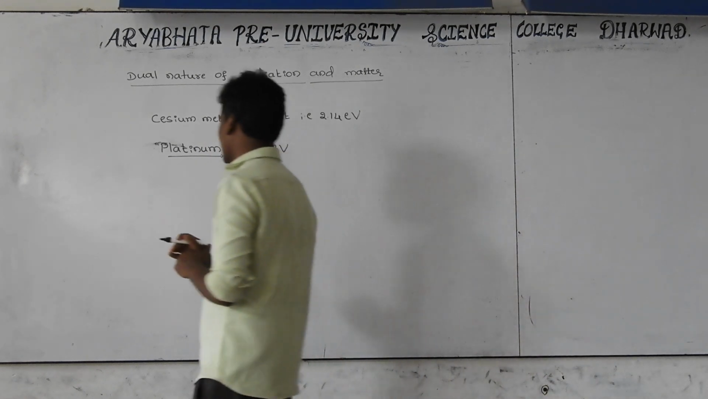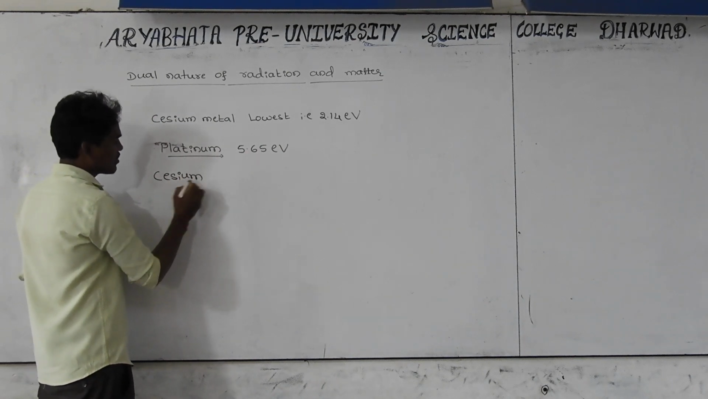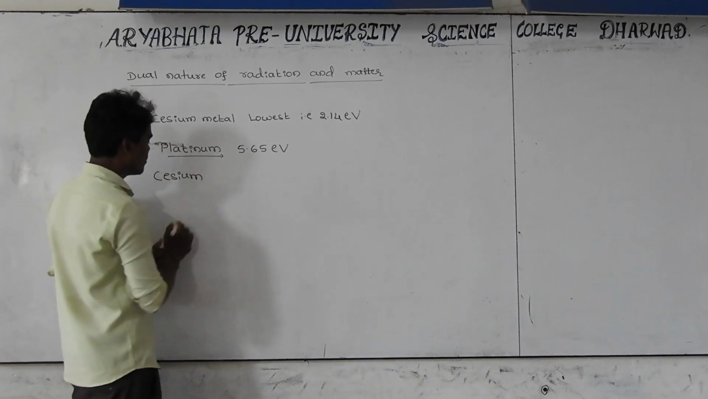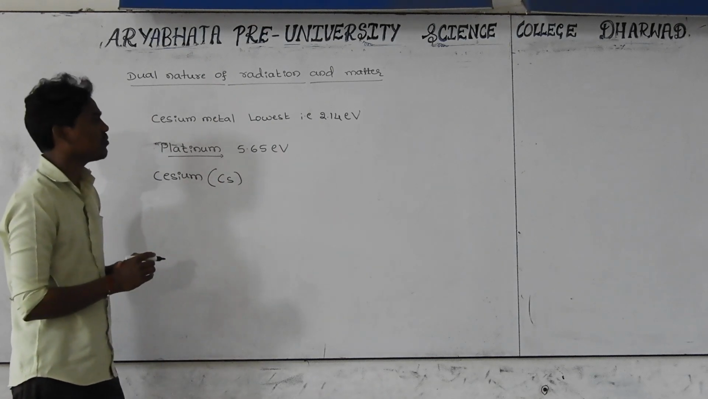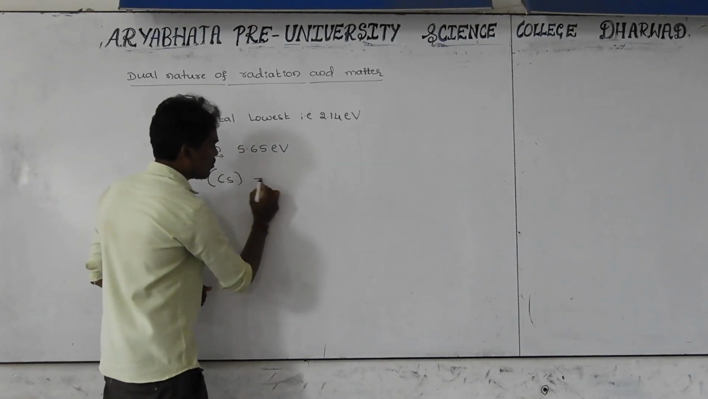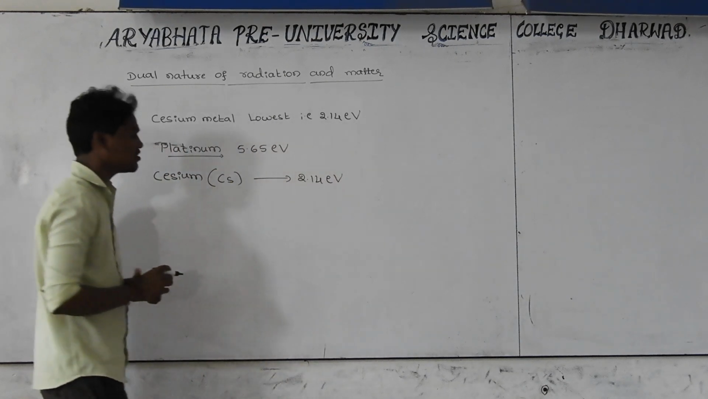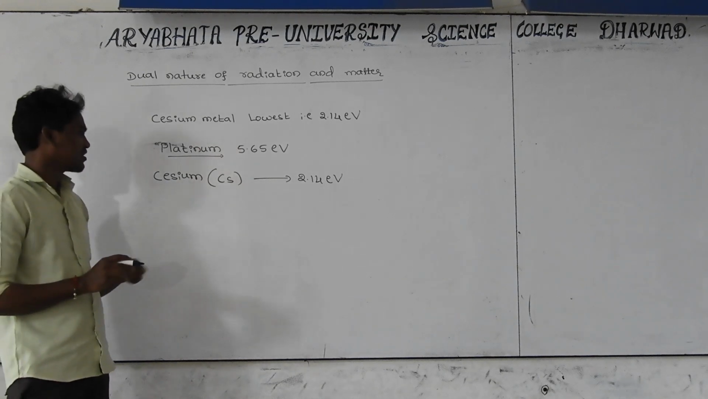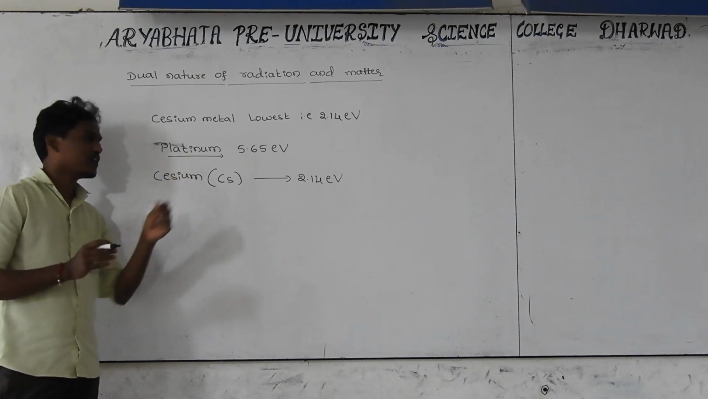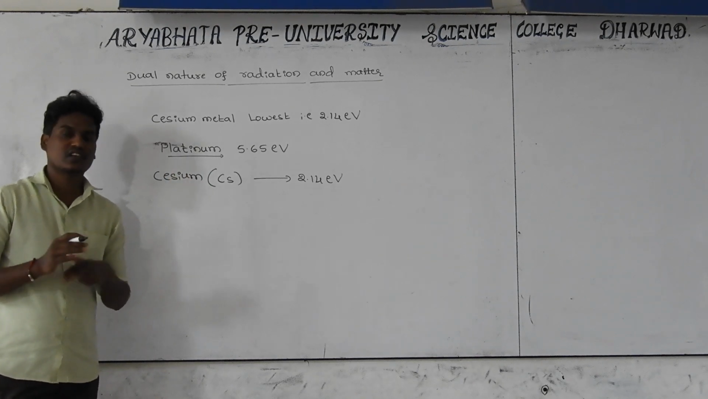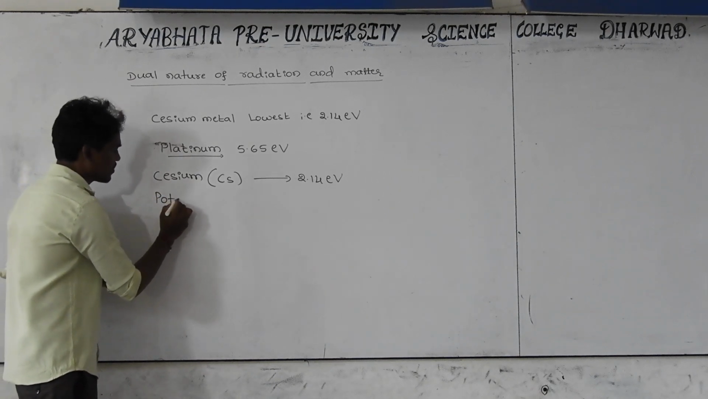Here some more examples are there. First one, cesium metal, which is indicated as Cs. In terms of electron volt, the work function of cesium metal is 2.14 electron volt, and among all the metals, it is the lowest. It means that in order to emit the electron from the cesium metal, a low amount of energy is required.